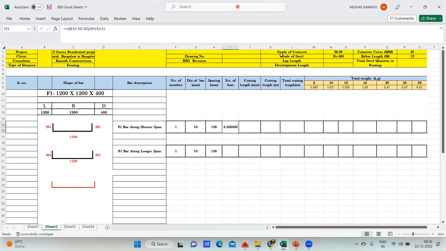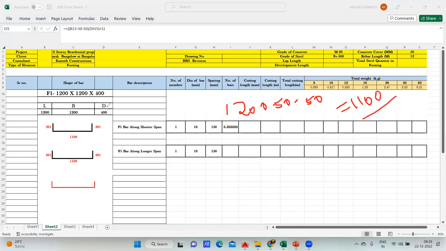So again, I'll do it here. See, what is the spacing? It was 1200. Okay. 1200 minus 50 on the left side, minus 50 on the right side. So how much it will be? 1100. Great. So 1100 divided by what is the spacing of the shorter span? The spacing of the shorter span was 150, right? So try to do it manually. 1100 divided by 150. So I'm getting 7.33.